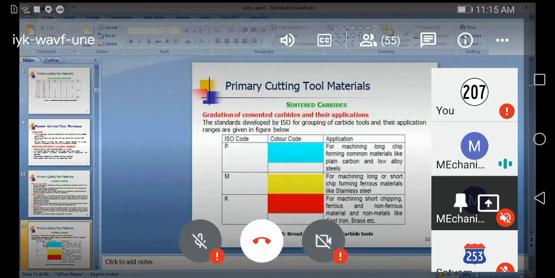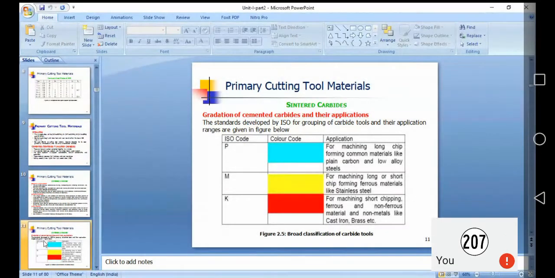Even for the cemented carbide, P is the code and blue is the color, for machining the long chip formation, common material like plain carbon steel or low alloy steel. M is the code and yellow is the color for machining long or short chip formation, ferrous material like stainless steel. K is the code and red is the color for machining the short chip ferrous and non-ferrous material like cast iron and brass. So these are the color coding and the ISO international standard coding.